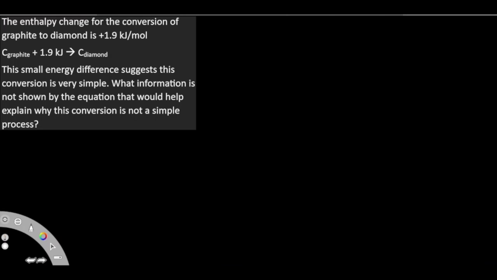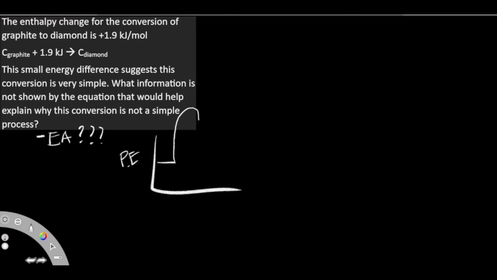What are we missing? What we are missing is the activation energy. Okay, what is the activation energy for that? Of course, the activation energy would have to be extremely high. So if we had a graph over here, and this is our PE, and this here is our reactant, our graphite, it's going to be a very, very high activated complex. So the activation energy is going to be very difficult, and as you can see, it's only plus 1.9 kilojoules.